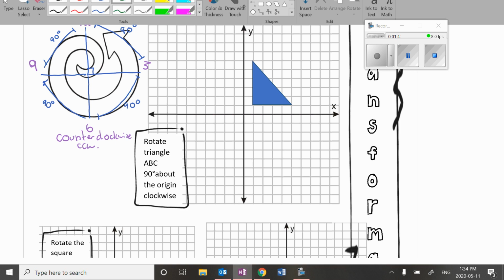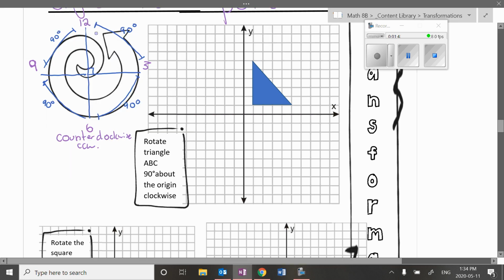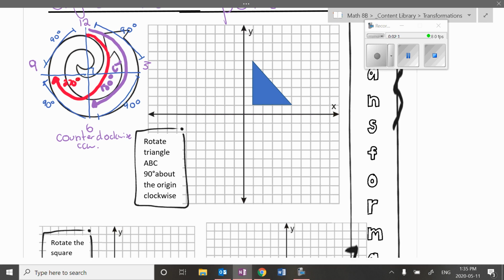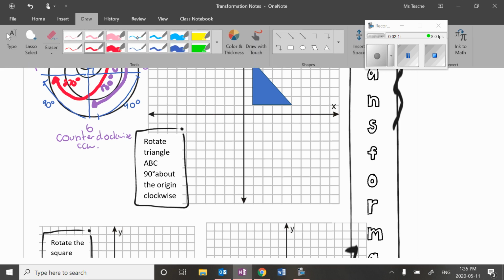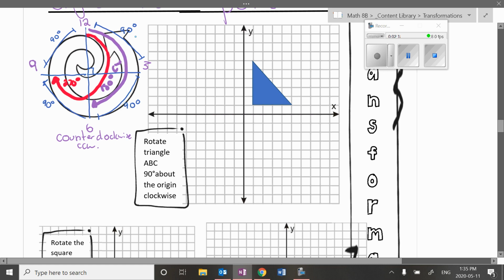So for example, if I go here in purple, that would be 180 clockwise. You could do 3/4 of my circle, which is 270 degrees. Or a full circle is 360, but you would never do that because you're not turning it. It's just turning like a ballerina turning on her toe. So knowing that, let's go over this first example.